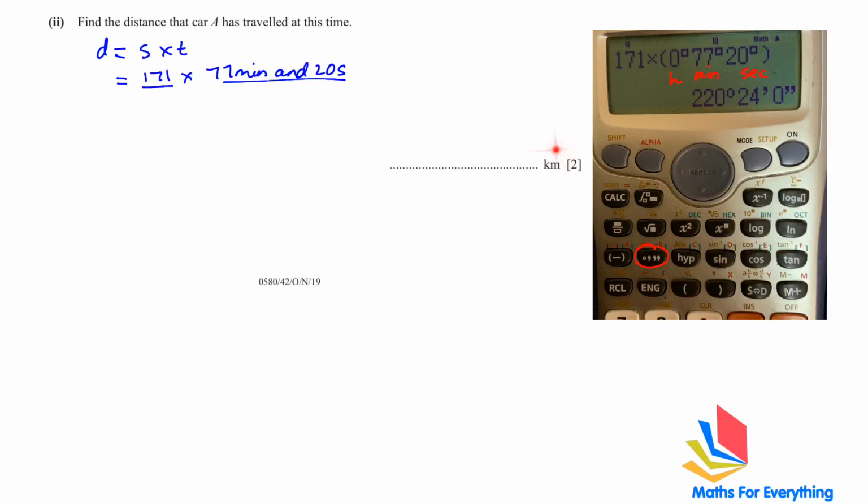But we want to write it in a distance form. Then press Shift and SD. Press it 2 times. And when you press it 2 times, you will get the answer 220.4 kilometers. I hope you have understood, and if you haven't, you can mention in the comment section. I'll try to explain it again.